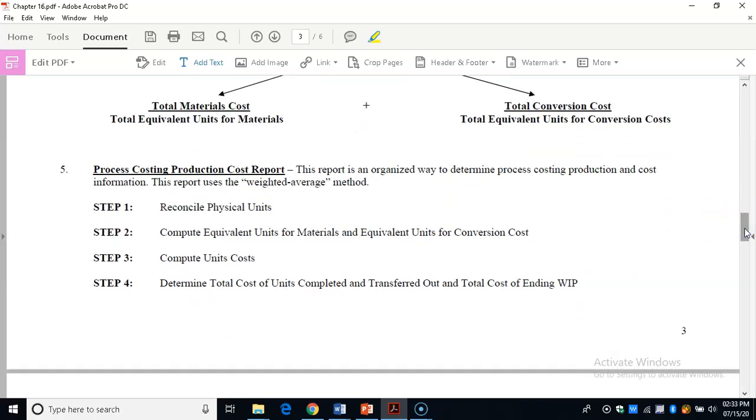Now, I mentioned that the most important thing to be able to do is make a production cost report. Here we have the steps for making a production cost report. You're going to figure out physical units first. Then you're going to figure out equivalent units second. You'll figure out unit cost third. And then you're going to assign the cost last. That's the 4th step.